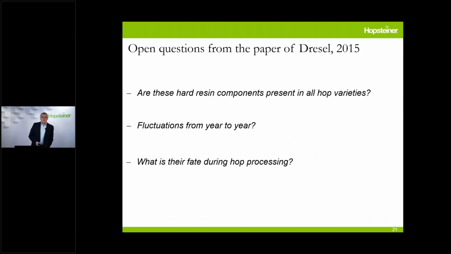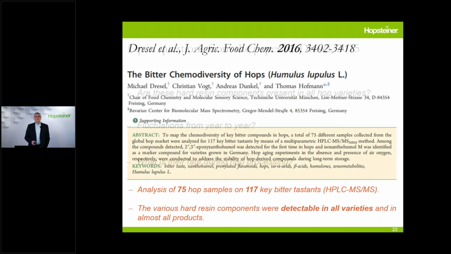Nevertheless, it was a fantastic work of Dresel, but he could not cover all questions in this paper. There are some open questions. He could find them in some hop varieties, but are these hop resin components present in all hop varieties? What are the fluctuations from year to year? And what is their fate during hop processing?